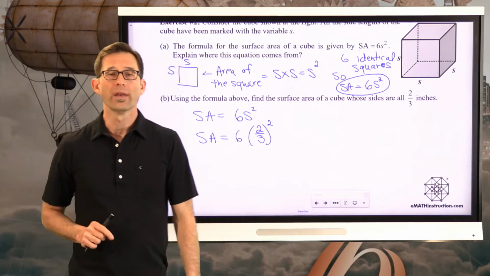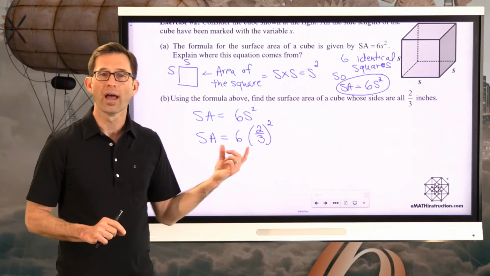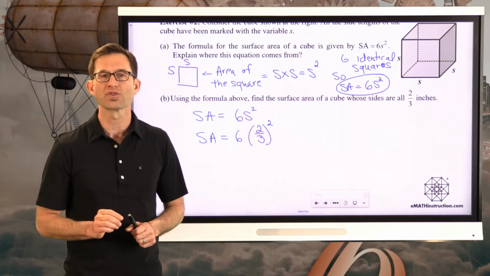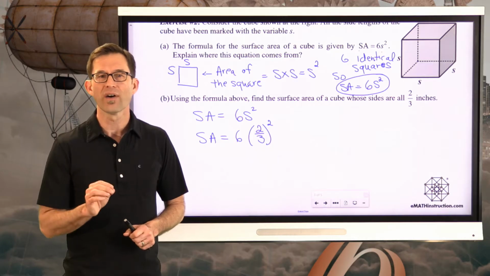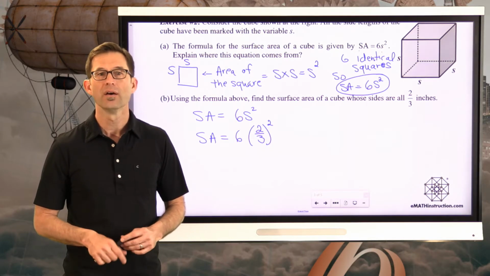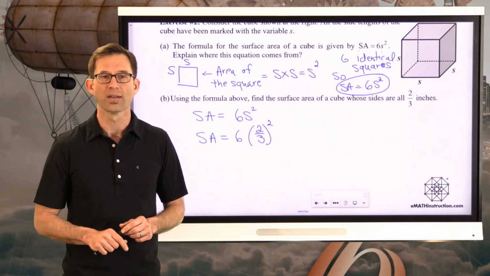What I'd like you to do right now is pause the video and see if you can figure out what the value of this is, and even though the directions don't say it, please state the value in the simplest form as a mixed number if needed. Pause the video now and see what you get.